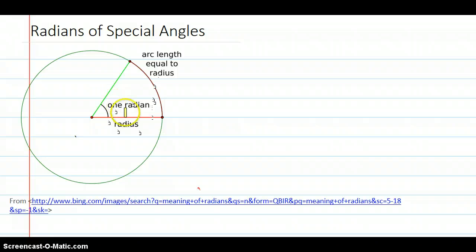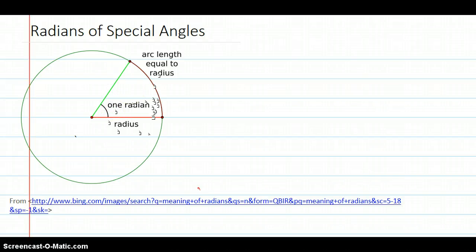One radian, notice it says one radian here, is the measure of this particular angle where the radius of this particular circle and this arc length are equal. Notice how it says arc length equal to one radius. So if I take this distance like a string and wrap it around to get this distance right here, the measure of this angle, where this radius and the arc length are equal, will be 1 radian.